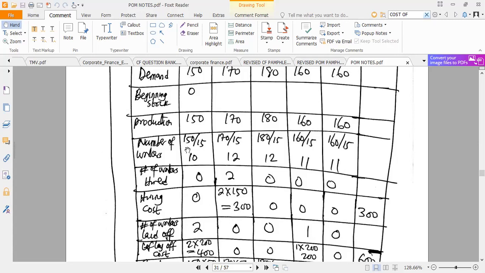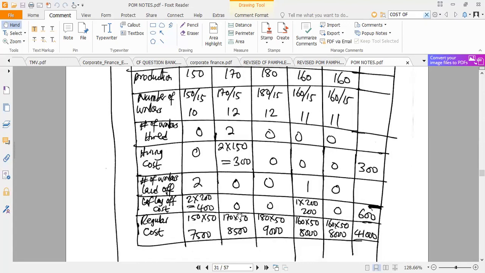Month one, since we found actual workers of 10, the current workforce was 12. It means that we actually laid off two workers. That is why we have a two there. Then in the second month, we didn't lay off, and the other month we didn't lay off. We laid off one worker in month four. And then in month five, we didn't hire or lay off.